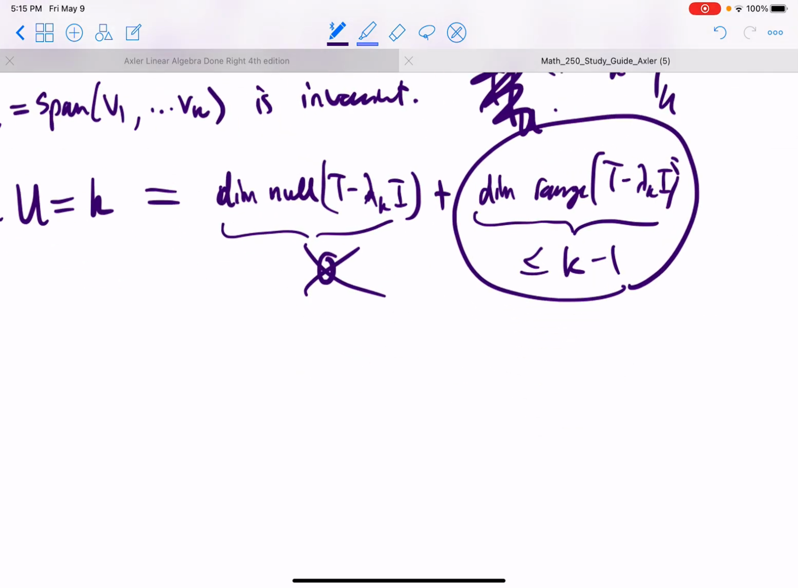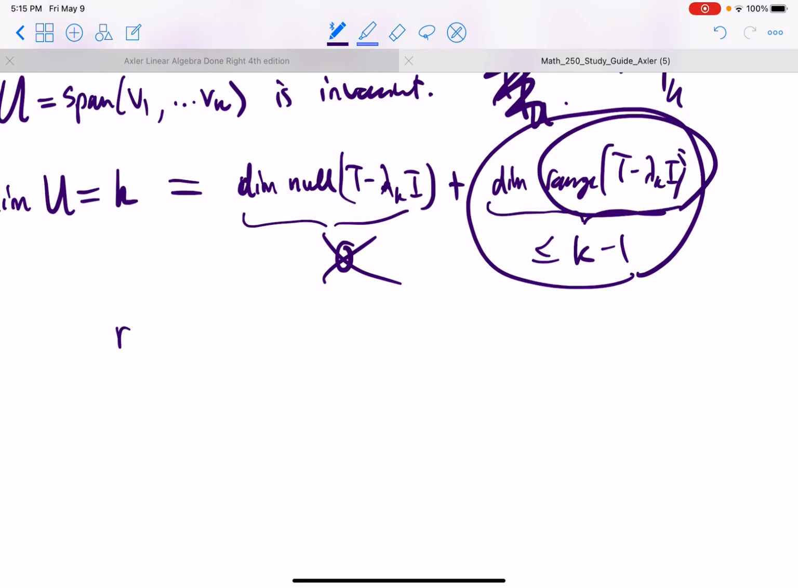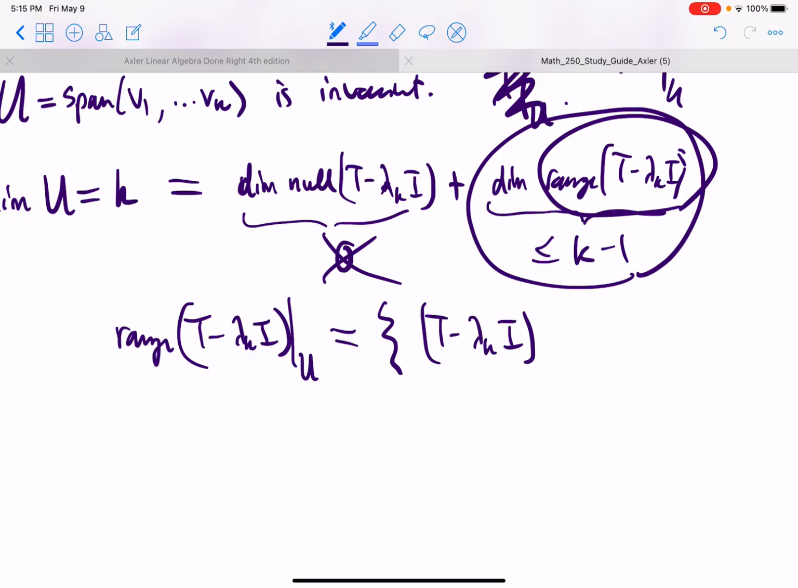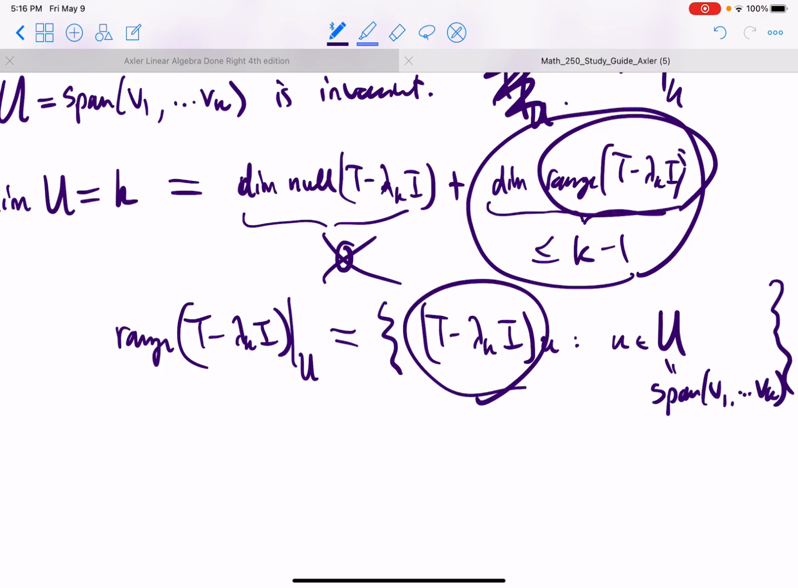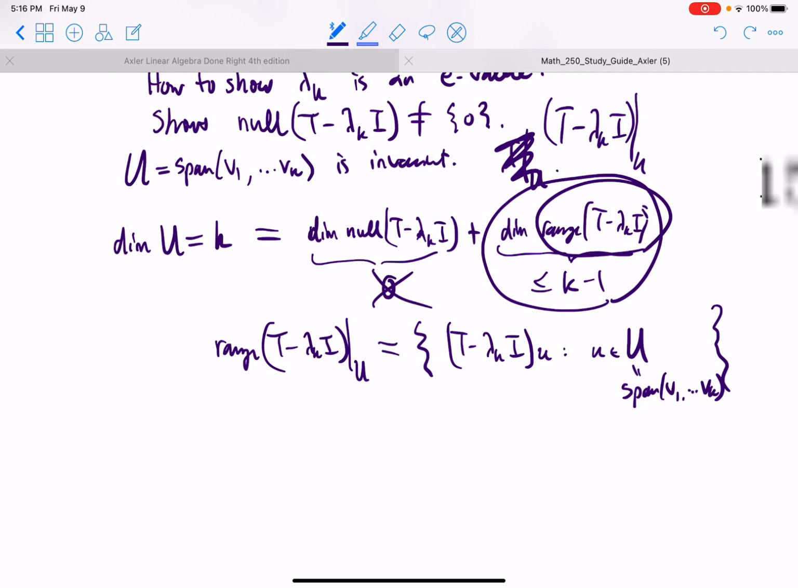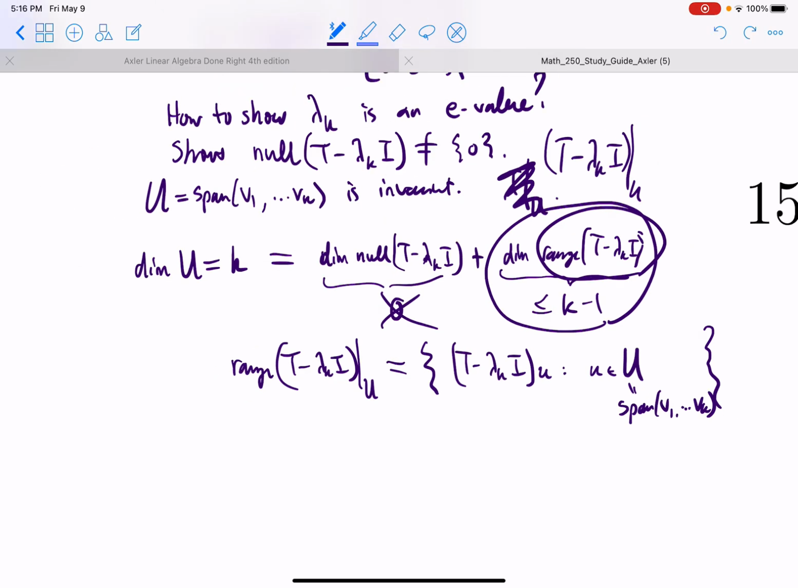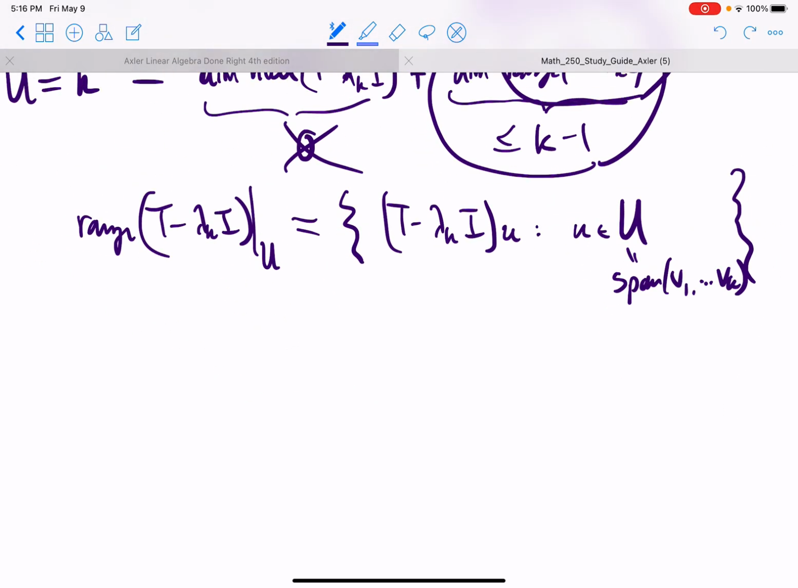Okay, so let's look at the range. What is the definition of the range? The range of T minus lambda k I restricted to U is, by definition, all the things that you get by applying T minus lambda k I to some vector little u, such that u is in big U. What was big U? It was the span of v1 through vk. That's just the definition of the range of any operator: all the outputs you get when you plug in the inputs. Here we're viewing the input space as this invariant subspace. So let's just take something in U.